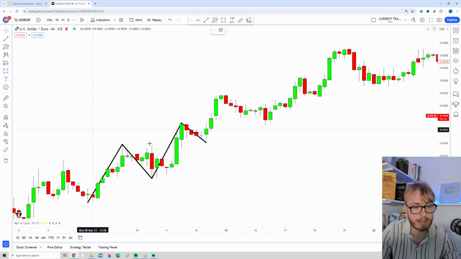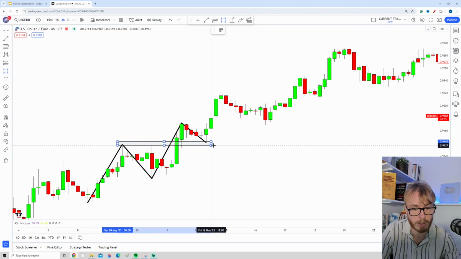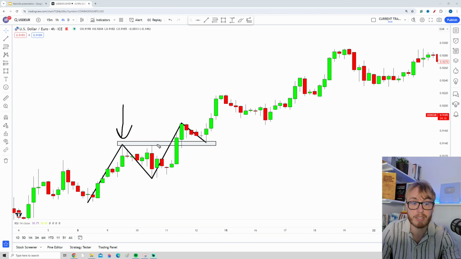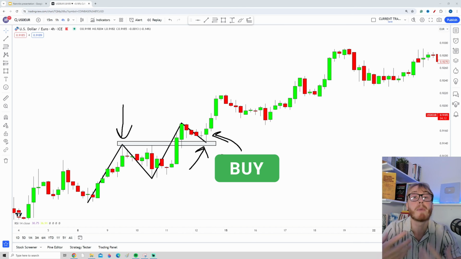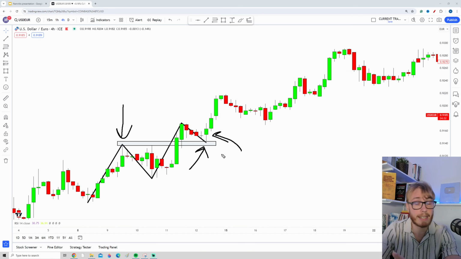And where did this pullback go to? Well, if we use our strategy and draw out our resistance level, we can see that this high that previously acted as resistance flipped to become support here in the future. So this right here is a moment where we can look out for a buying opportunity. And as I said, later on in the course, we will take a look at exactly what to look out for. But this right here is the foundation of the strategy.